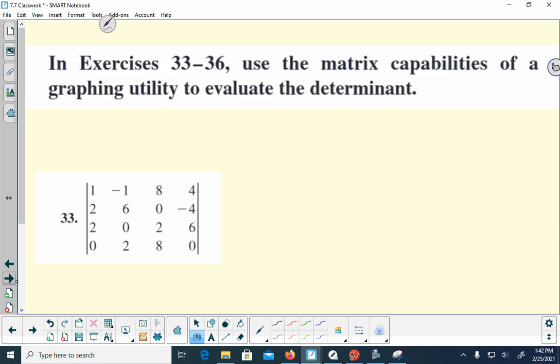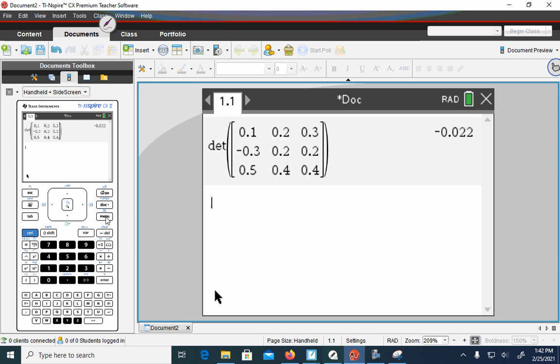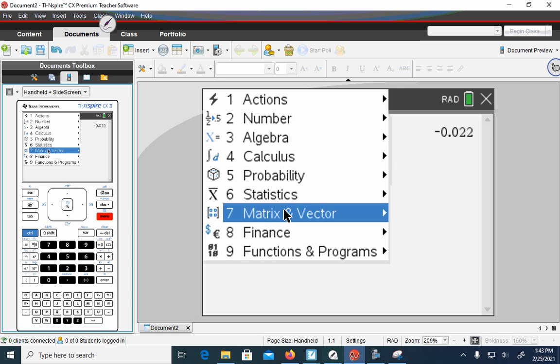Number 33 is a 4 by 4. Remember, I said the loops do not work, so we're not going to do the loops. We are going to put this in my calculator. So I'm going to do the first steps I did before: menu, matrix vector.